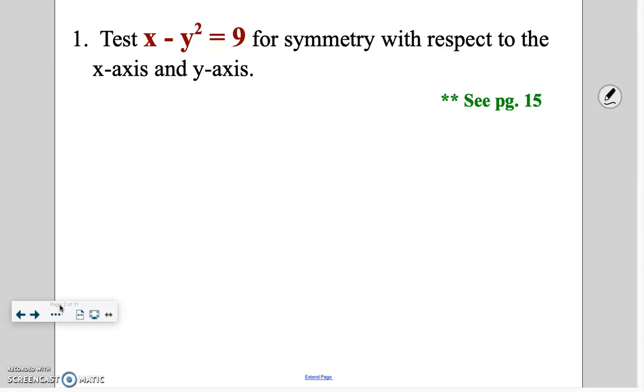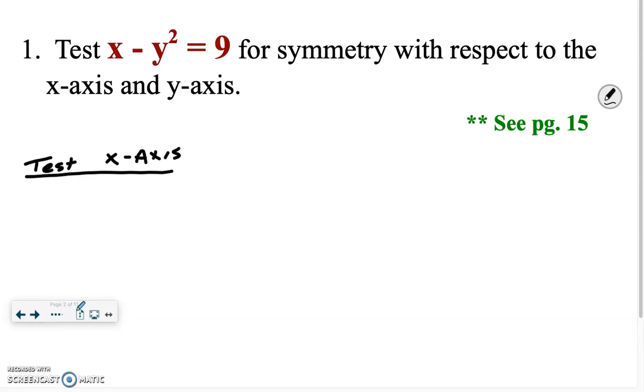All right, so for this first problem, we want to test for symmetry with respect to the x-axis and y-axis. When we're testing for x-axis symmetry, this is really playing off of the whole idea of even and odd. We're going to take our given x minus y squared equals 9, but we're going to adjust the y. We're going to put in its opposite. What's the opposite of y? Negative y. So now that we've put in a negative y in place of y, we're going to clean this up and evaluate.